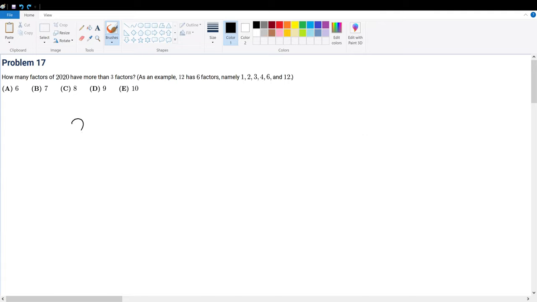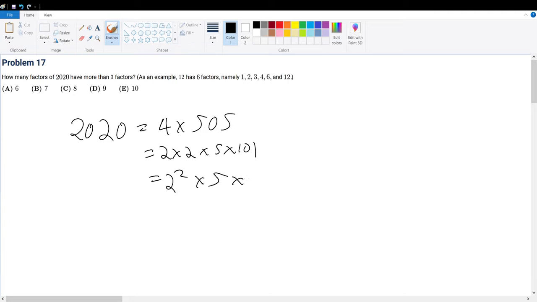So by this logic, let's do that. 2020 is 4 times 505, which is 2 times 2 times 5 times 101. In other words, we're done. So 2 squared times 5 times 101 is your prime factorization. Now, once you see 2, 2, 5, 101, by the previous definition, all of 2020's factors are produced by combining these primes together.